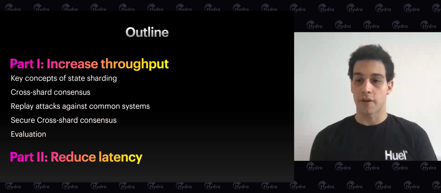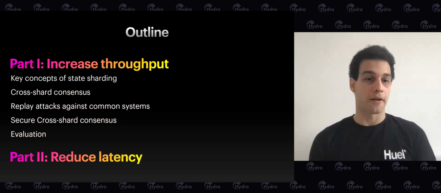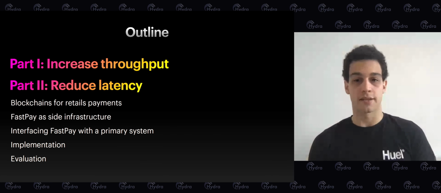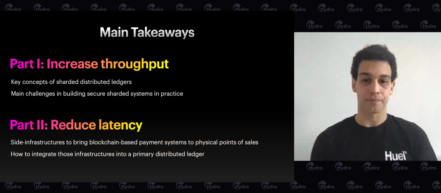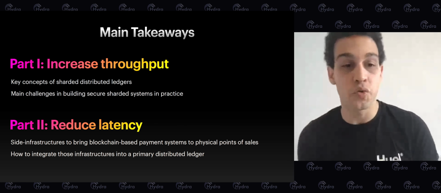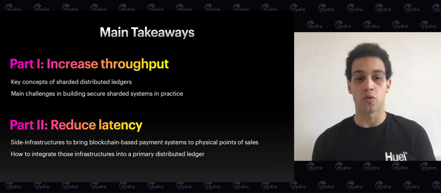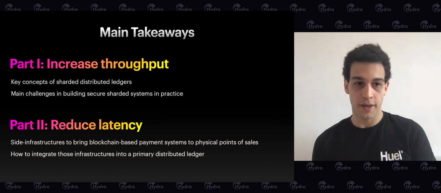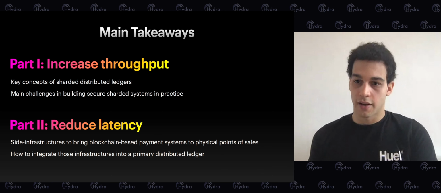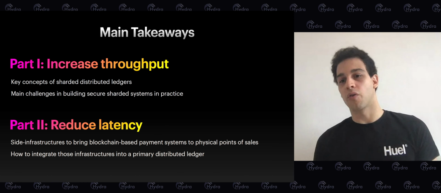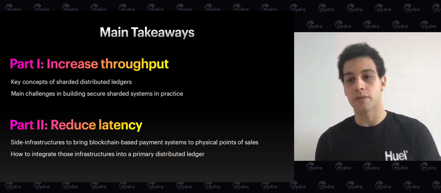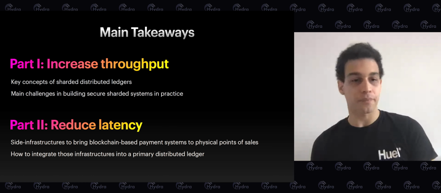So this is a bit of an outline for part 1. This is just for you to keep the slides, and the same for part 2. The main takeaway that I would like you to have at the end of part 1 is to get the key concepts of how a sharded distributed ledger works, and also the main challenges in building them in practice. Because as you will see, there was a long road between the moment where we were able to build them on paper and the time that we made them work.